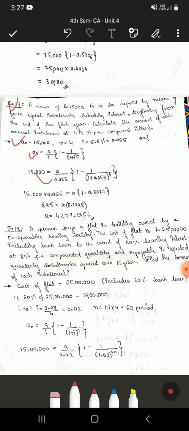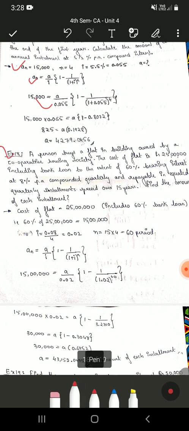So this will go to the left hand side, it will become multiplication. Solve for A, you get A as 4,279.04 rupees. So in the next class I'll tell you, as a summary, when to use which formula for which type of problem asked, whether to use the SN formula or the AN formula.